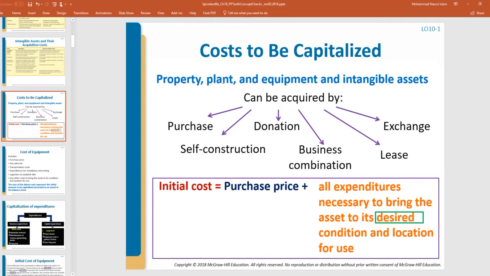So these are the costs. See, property, plant and equipment and intangible assets can be acquired by purchase, sale, construction, donation, business combination, exchange, lease, and initial cost of the asset would be purchase price plus all expenditures necessary to bring the asset to its desired condition and location for use.